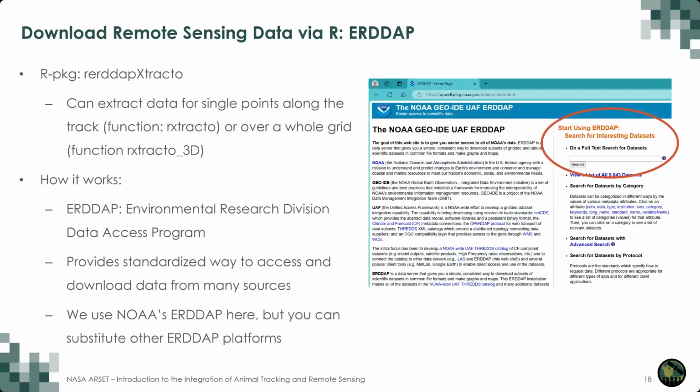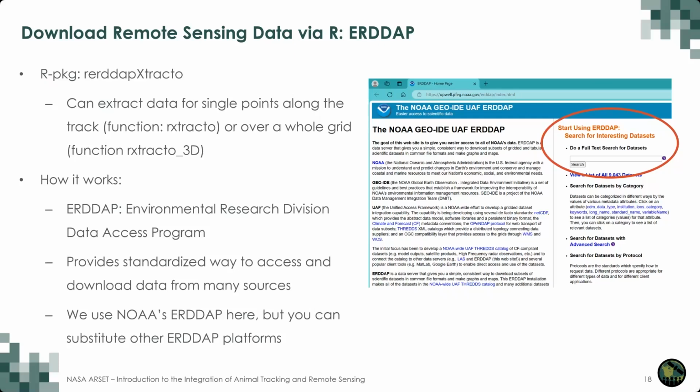And so I'm going to show you 2 different ways that you can download environmental variables in the program R. The first is the R package ERDDAP Extracto, and this works through an ERDDAP server, which stands for Environmental Research Division Data Access Program. But basically, it's just a standardized way that you can access lots of different data sets. And so this particular example works through the ERDDAP provided by NOAA, but you can actually substitute other ERDDAP platforms within the R package as well.